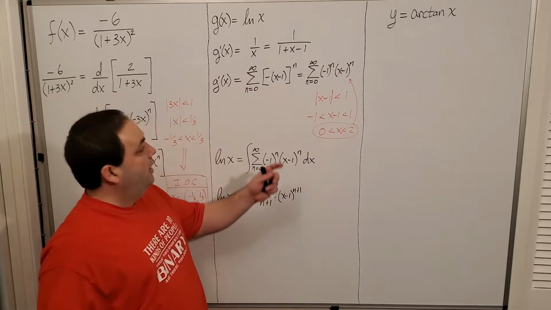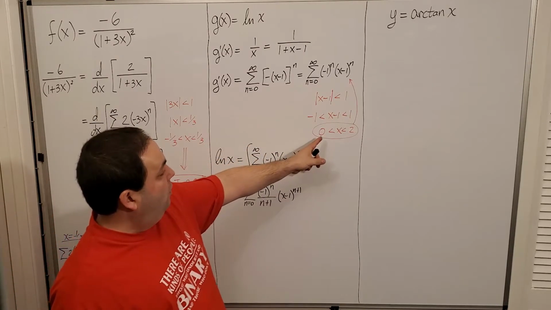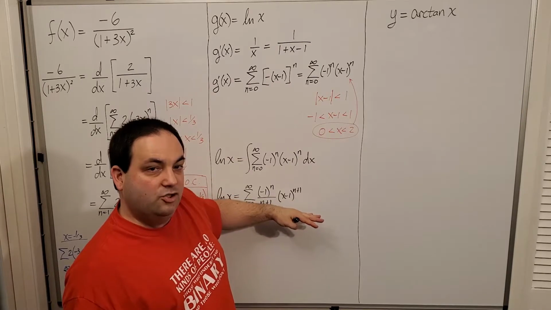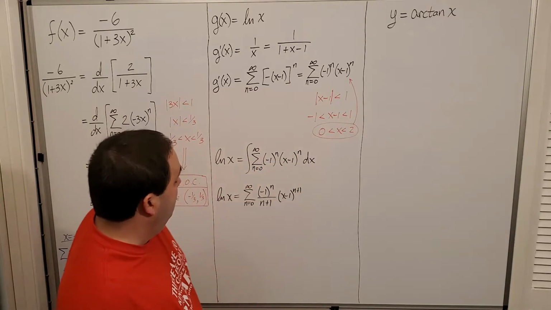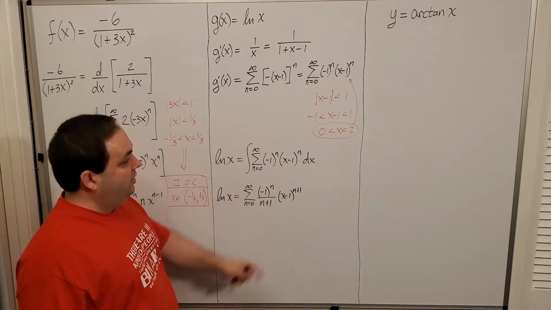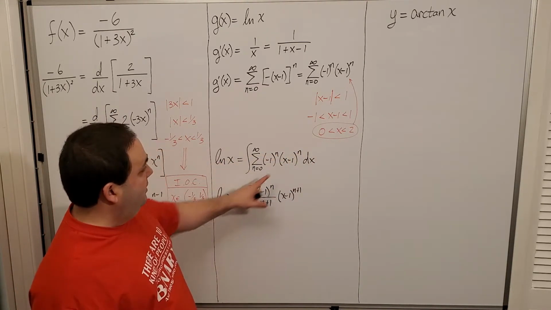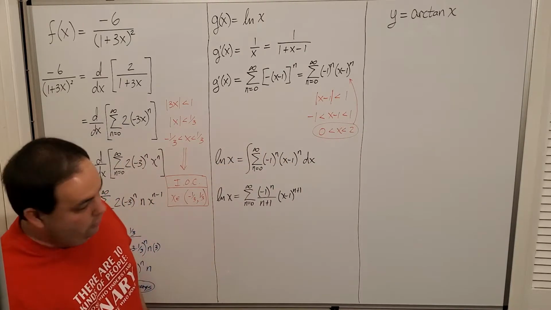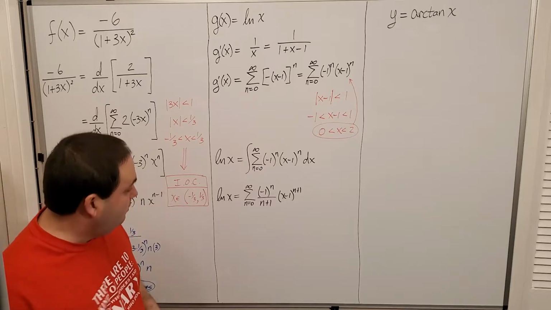Okay, the interval of convergence for it is between 0 and 2 because taking the antiderivative doesn't change the interval of convergence. And then, of course, we would retest the endpoints. Trick question, though, can I do the ln of 0? Of course not. So it's going to diverge on that one.